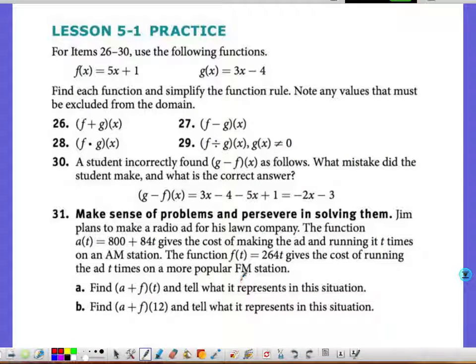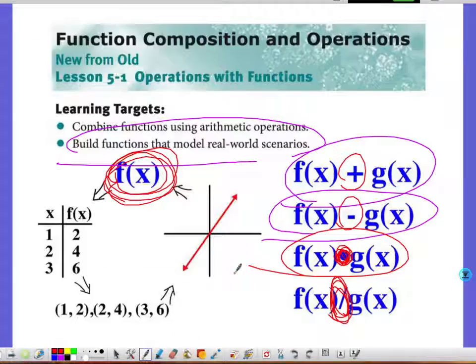Alright, and then we also had some more practice on lesson 5-1. Alright, so that has been the operations on functions. We added, subtracted, multiplied, and divided functions. For dividing functions, and possibly for multiplying functions, you have to tell me what the domain restrictions are.